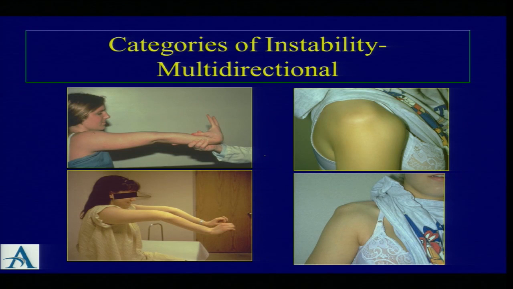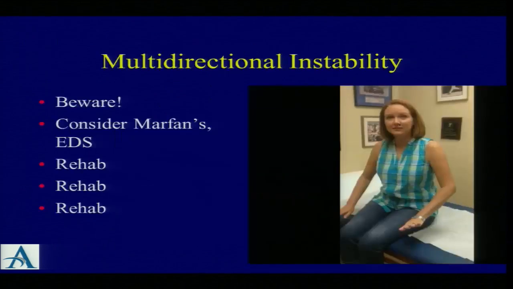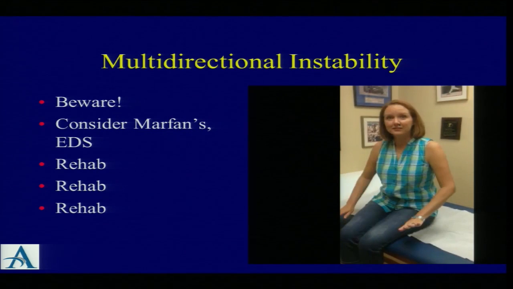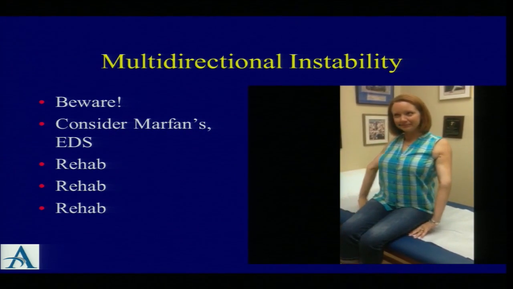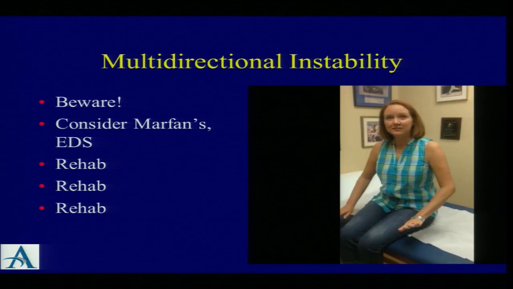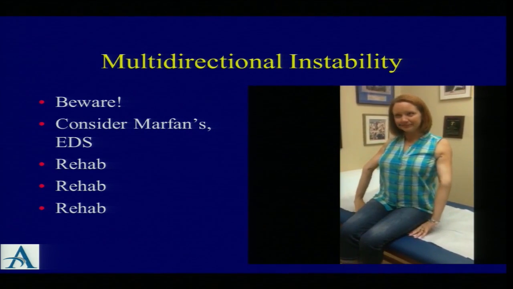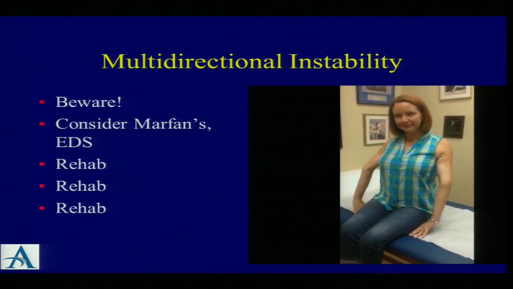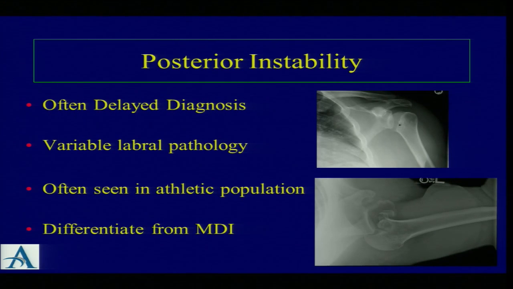So the categories of instability include multi-directional. Examination generally is going to show hyperextension of joints, most commonly elbows and wrists. This is the ability to habitually, or at least voluntarily, dislocate the shoulder. You've got to beware of these patients. These are patients that need rehab. These are generally not surgical patients, and you do have to consider the potential that they have something like Marfan's, or in this woman's case, Ehlers-Danlos syndrome, and when she came to me, she had not surprisingly already failed 2 soft tissue procedures, as she shows you how to rotate her hand 360 degrees.